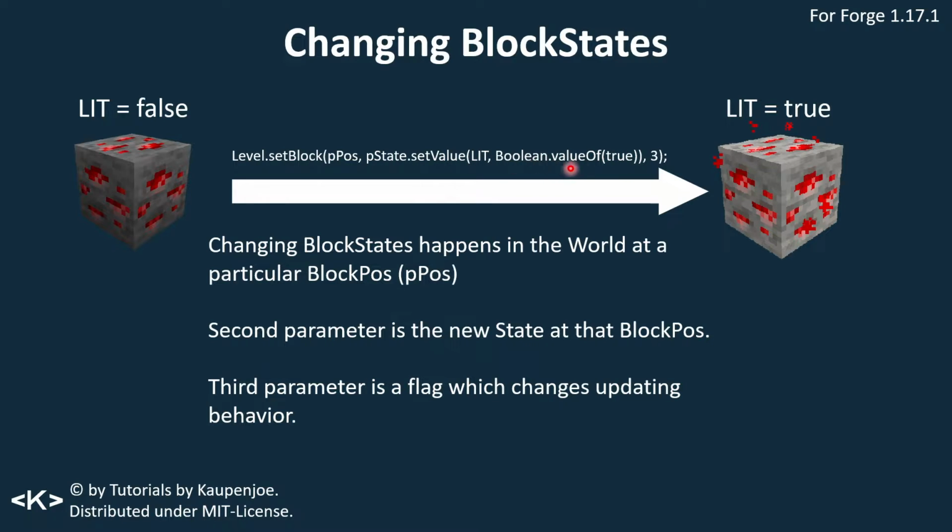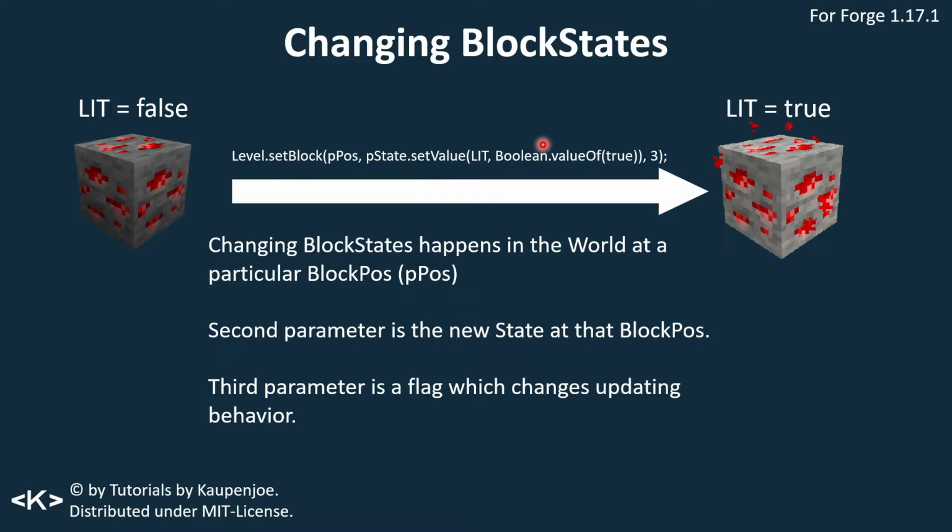So we wouldn't even need this Boolean.valueOf. This is, I think, just added by vanilla. You don't really need this. And when we're setting this to true, then this false here turns into a true. Therefore, the RedstoneOreBlock sort of turns on, is now lit. Lit equals true. The third parameter is actually just a flag that changes the updating behavior. We're going to be fine with a 3. That just means that all of the neighbors and all of that is updated as well.